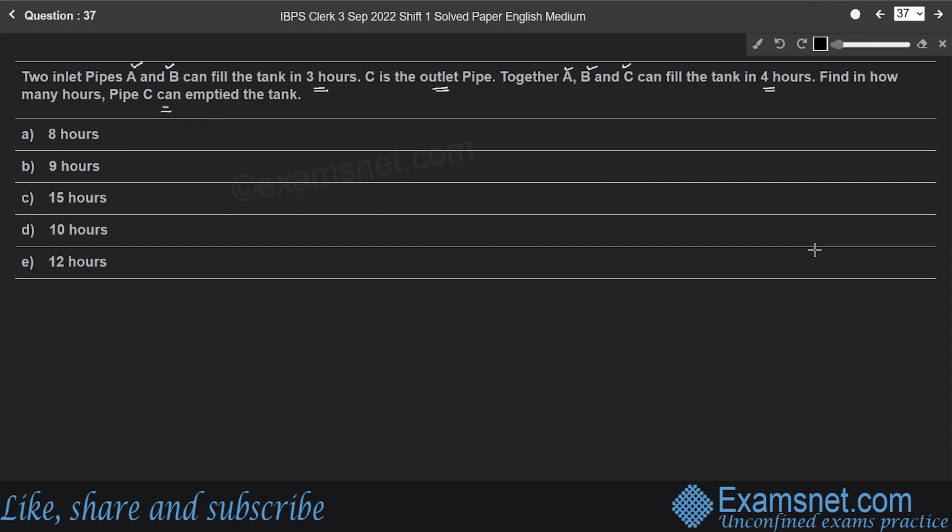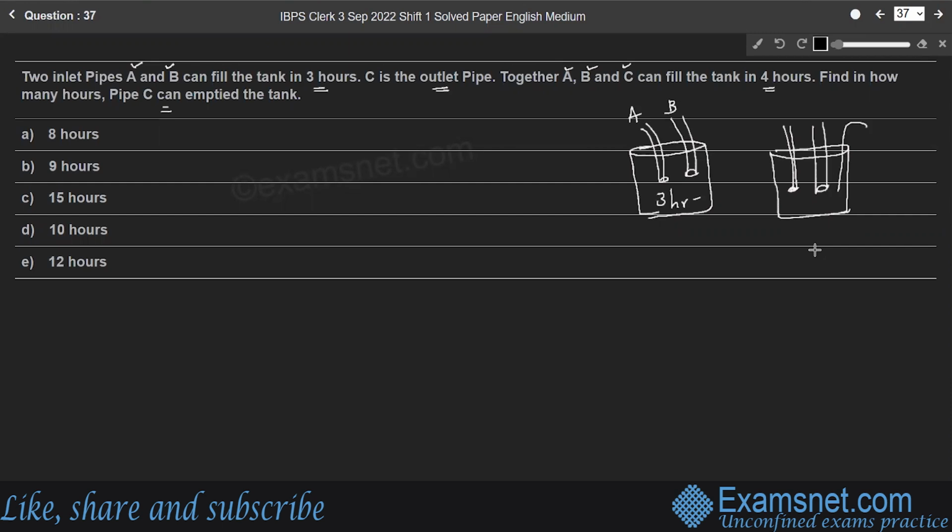Let us consider a tank and 2 pipes, A and B. Right? Here, 2 inlet pipes A and B can fill the tank in 3 hours. Whereas A, B and C, 3 pipes. So consider 3 pipes, A, B and another pipe is C.